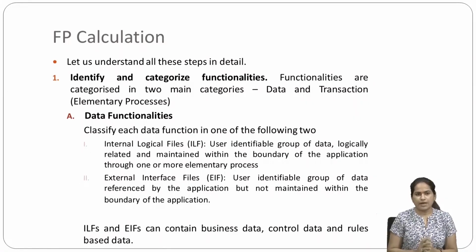First one is to identify and categorize functionalities. Functionalities are categorized into 2 main categories. First is data and second is transaction, meaning data functionalities and transaction functionalities. Transaction functionalities are also called elementary processes. Now, in data functionalities, what do we have? As I said in the first step, we will have 2 data functionalities and 3 transaction functionalities.